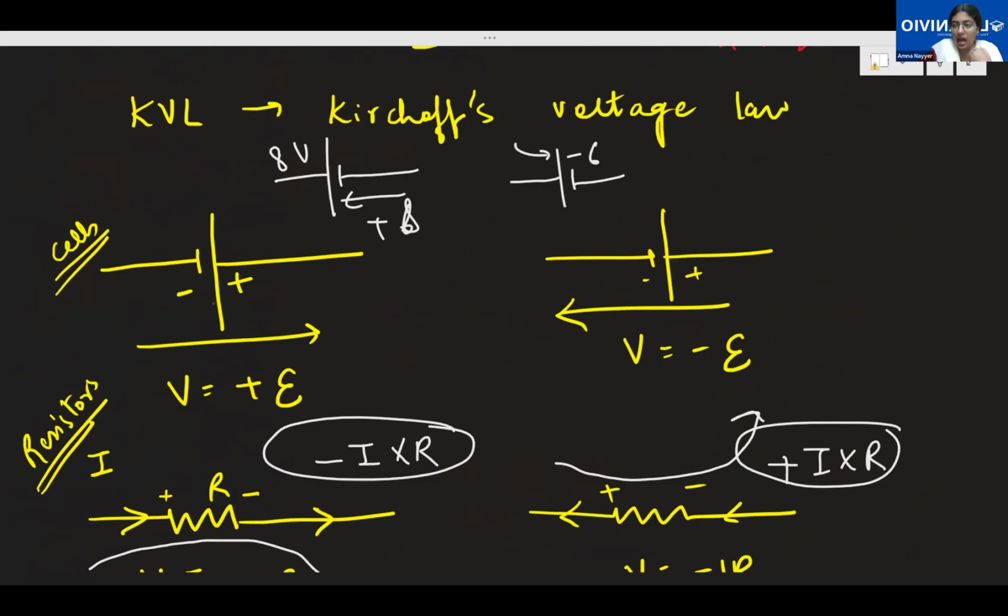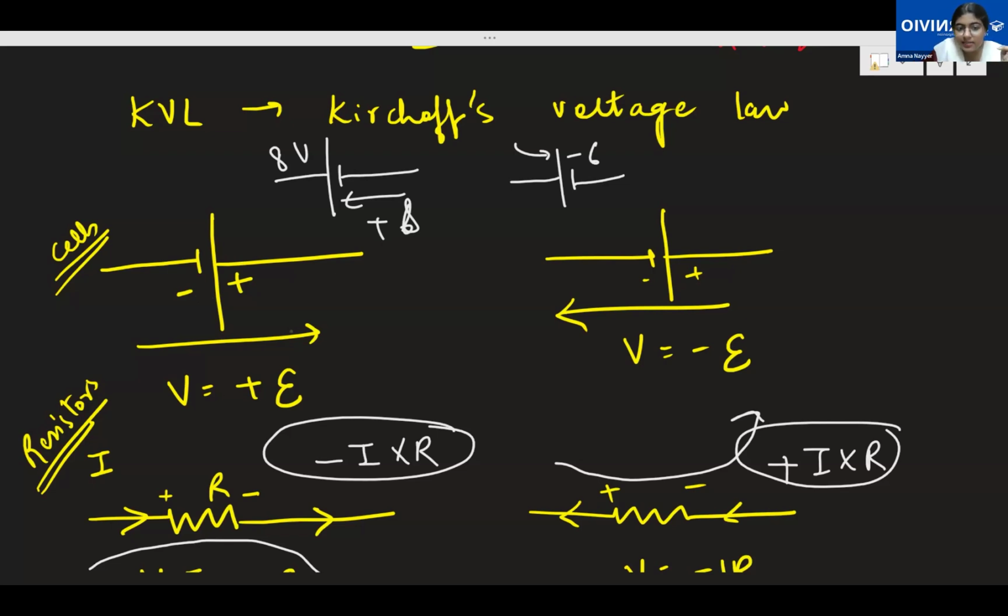Now, the way in which our direction is chosen decides whether the voltage is taken as positive or negative. If we move from the negative to the positive of the cell, in the direction we have chosen in our loop, the potential is plus E. If we move from positive to negative, we take it as negative. Negative to positive means lower voltage to higher voltage, small to big, so it will be positive. Bigger to small, it will be negative.